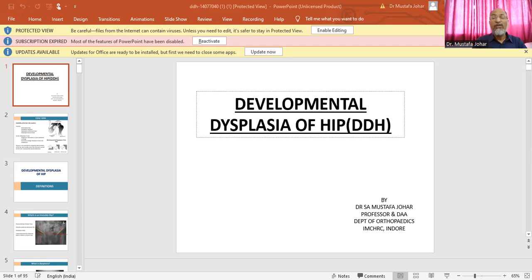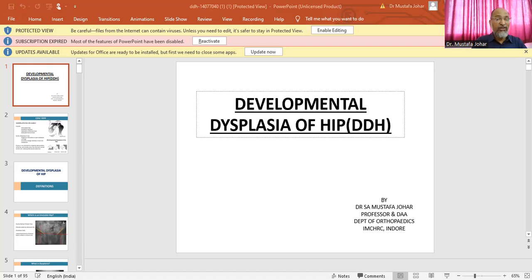This popping sound is the positive Ortolani sign. And then you have Barlow's provocative test. In this, you are provoking the hip to get dislocated. And this is possible where the variety of child is a dislocatable hip.